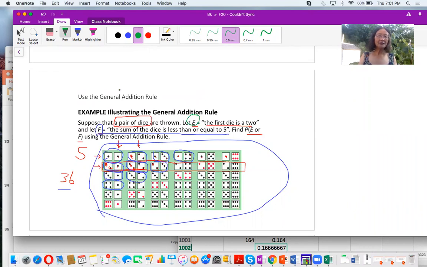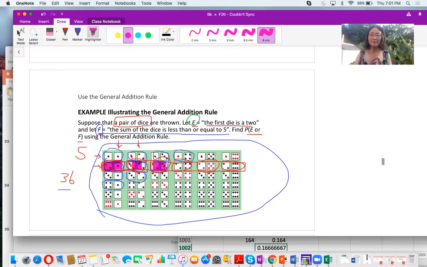E is the first die is 2. See, the second row, this is where the first die is 2. I use red circles. Red circles represent the first die is 2. So now you want to find the overlap of the blue circles with the red circles. How many? Only these 3: 1, 2, 3.